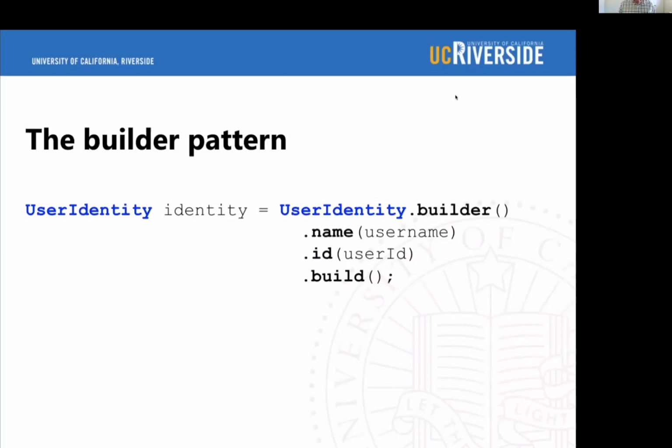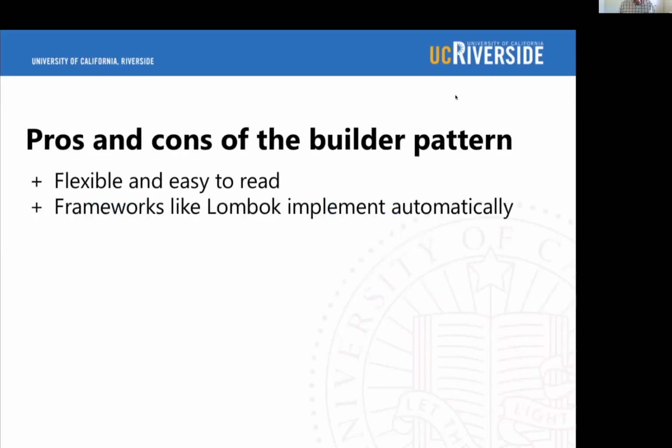So this looks much nicer. As you can see, it's very clear what purpose each parameter is getting passed for. So this is flexible, easy to read. We avoid this issue with having to write an exponential number of constructors. And in fact, there are various code generation frameworks like Project Lombok or AutoValue that, given a Java class, will automatically generate all this builder code for you.